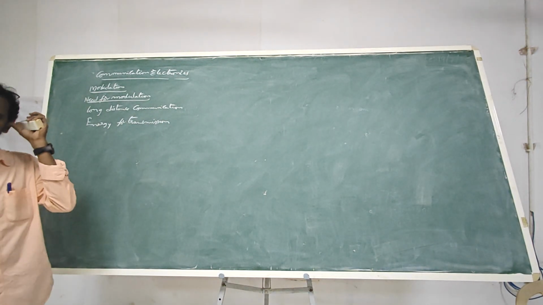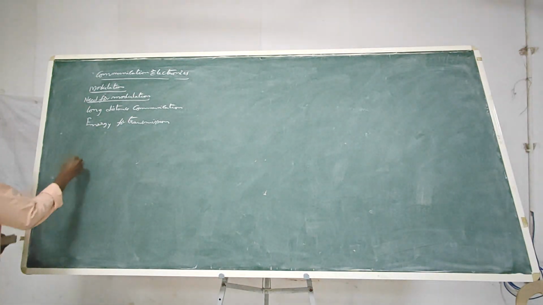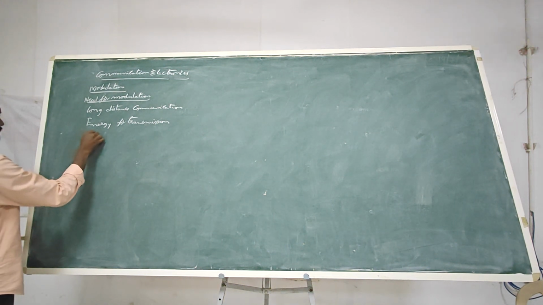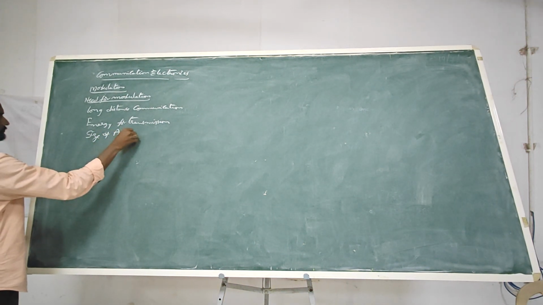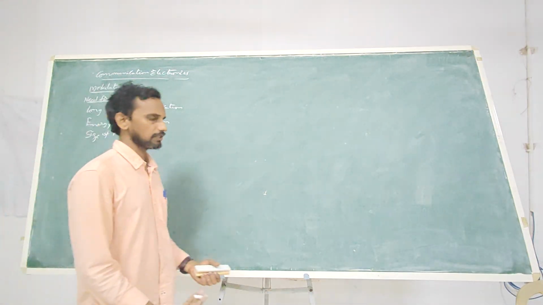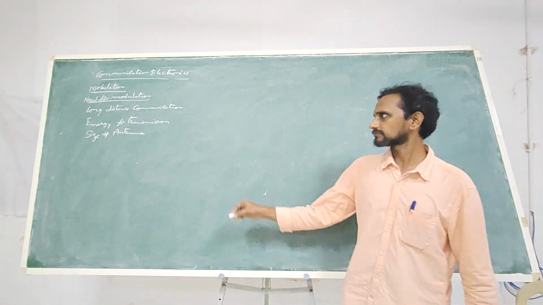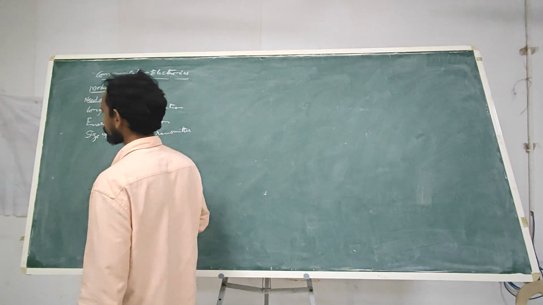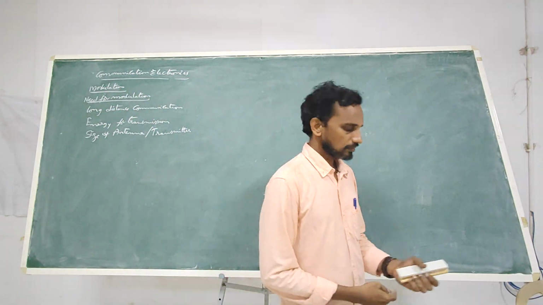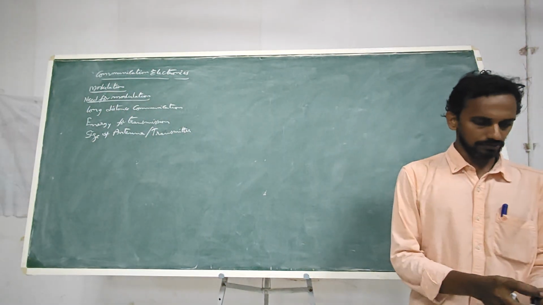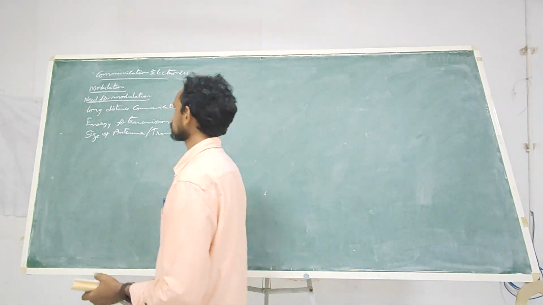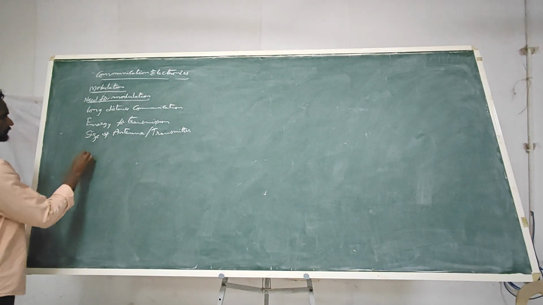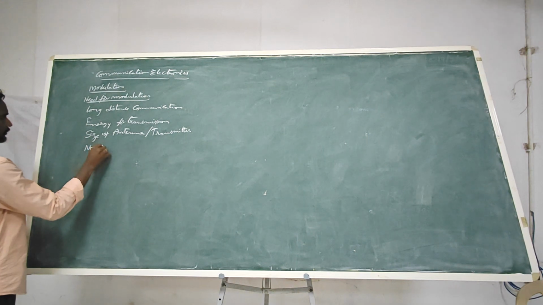Energy required for transmission and size of antenna or whatever transmitter. Let's say if you are using loudspeakers, you have to use bigger and bigger loudspeakers. And another problem is noise.